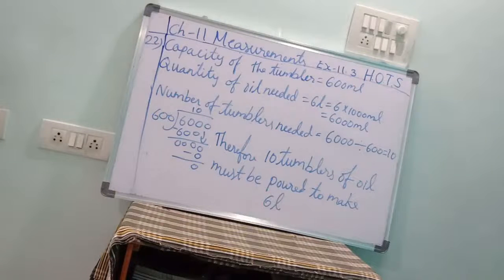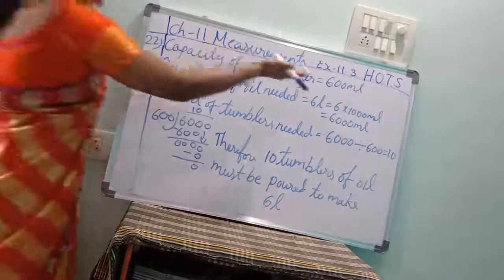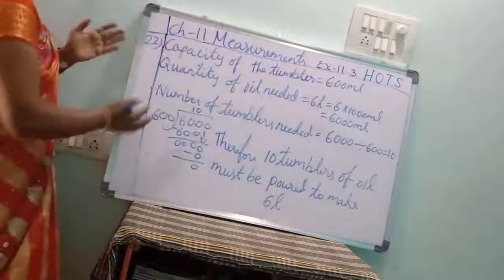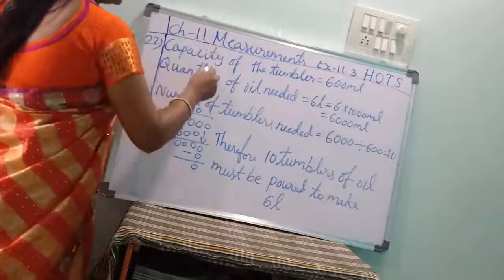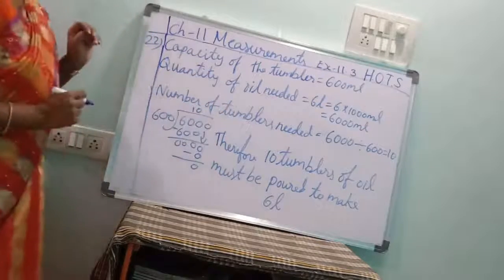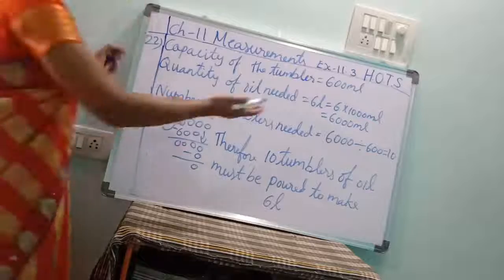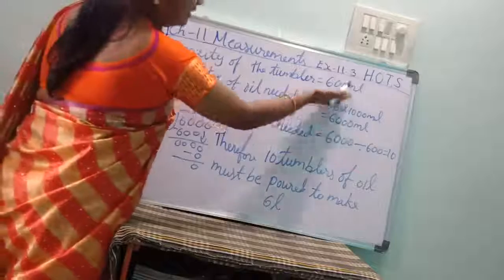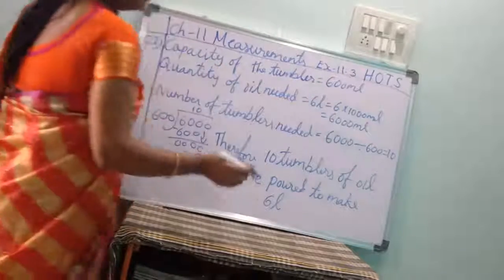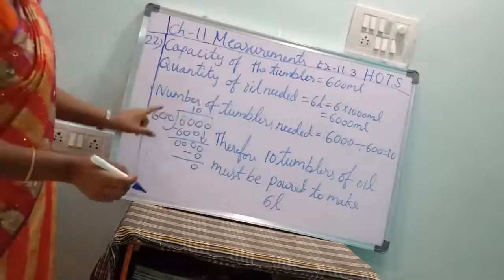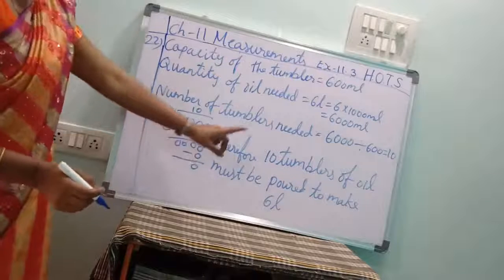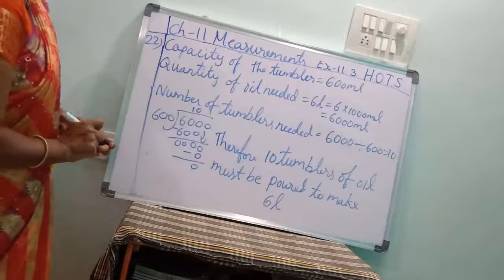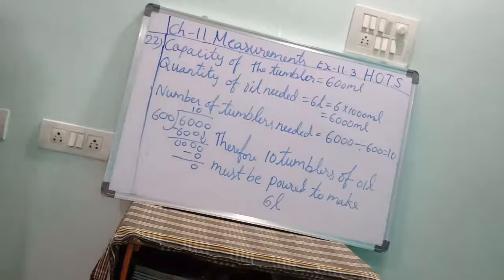Did you understand, children, what I did here? See, capacity of a tumbler is 600 ml. Okay. Now quantity. See, 6 liters is there. That you should convert into milliliters, 6000 milliliters. Again 6000 milliliters divided by 600 ml. You should do that. Yes. Then you will get 10. Okay. Therefore 10 tumblers of oil must be poured to make 6 liters. Should write. Understood?